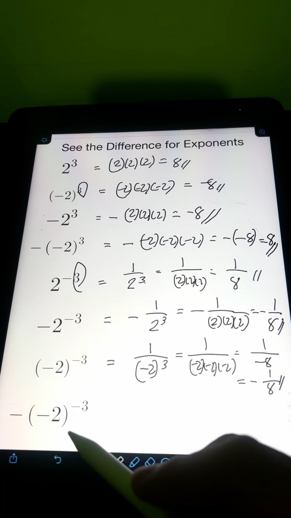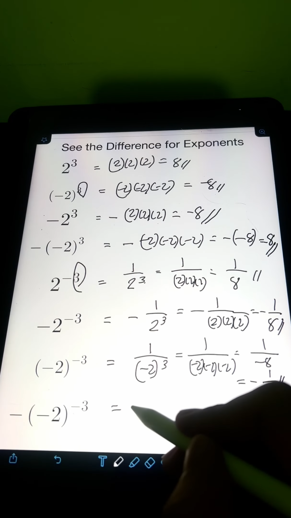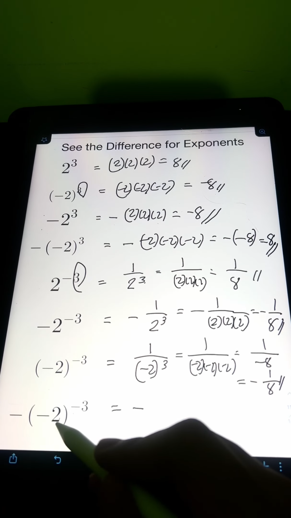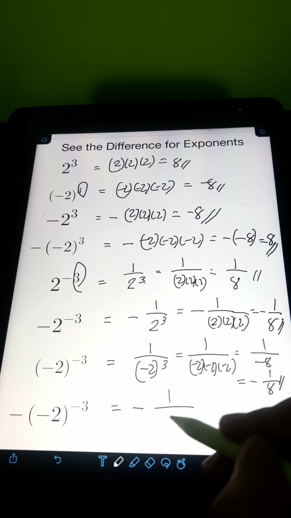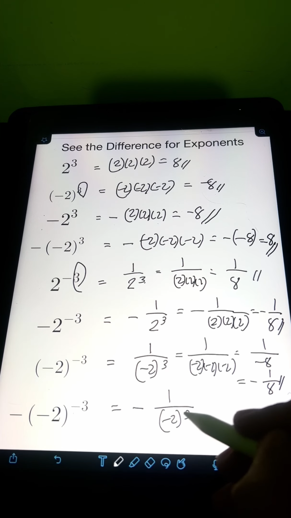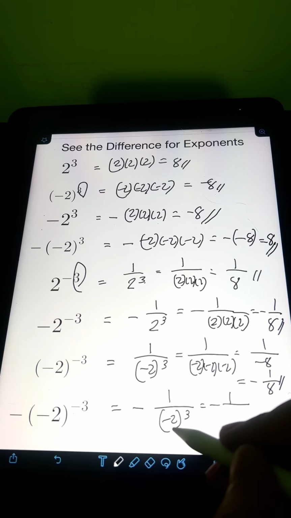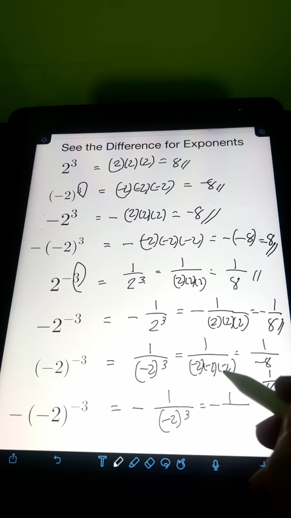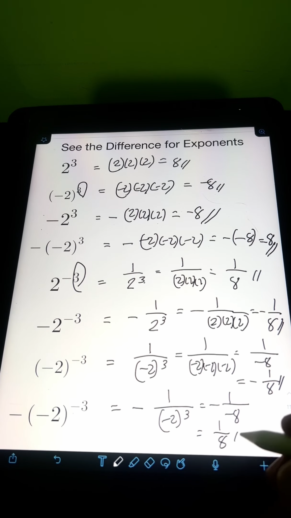Next, negative of negative 2 raised to the negative 3. We have a sign here in front, so just copy. And then the base is negative 2 again raised to the negative 3. So we will have 1 over negative 2 raised to the third. So negative of 1 over, we know that negative 2 raised to the third is equal to negative 8, right? So we have negative divided by negative, that will become positive. So we will have positive 1 over 8.